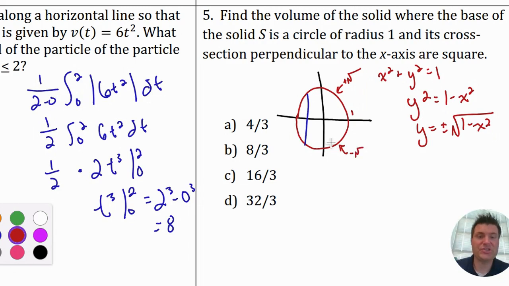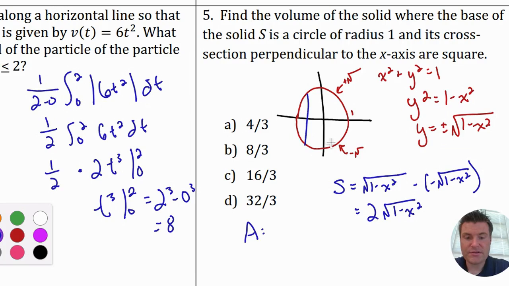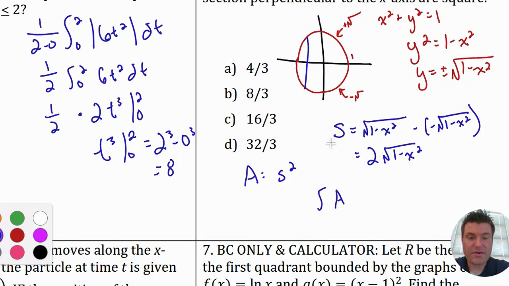So when I try to find this partition, I have to do the square root minus the square root right there. So the whole blue partition here, which is going to represent our side, is going to be the square root of 1 minus x squared minus the negative square root of 1 minus x squared, which is going to give us 2 square root of 1 minus x squared. And that's our side. And to find the area of a square, that's just going to be s squared.